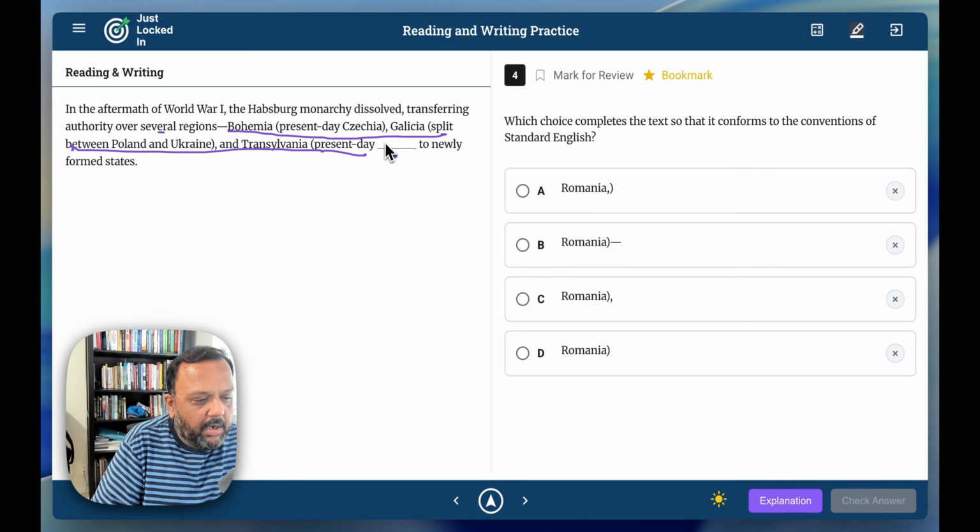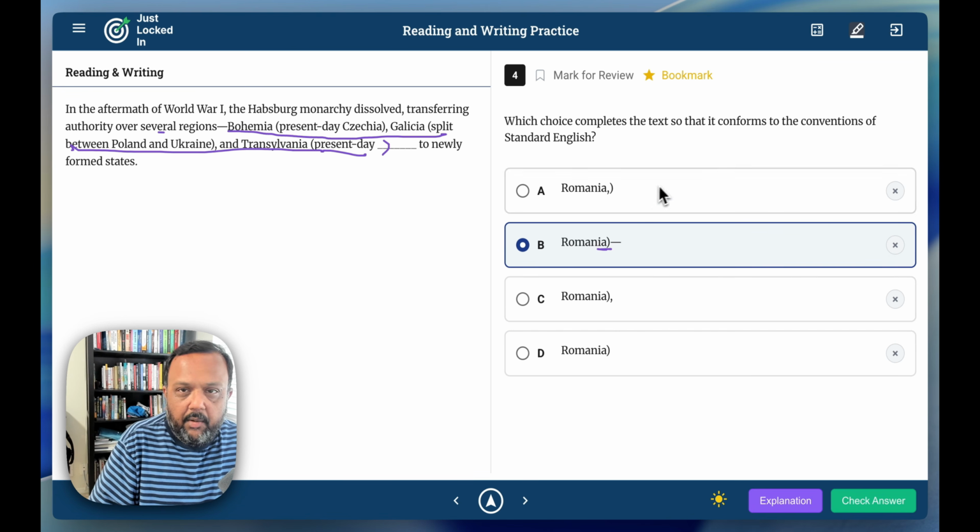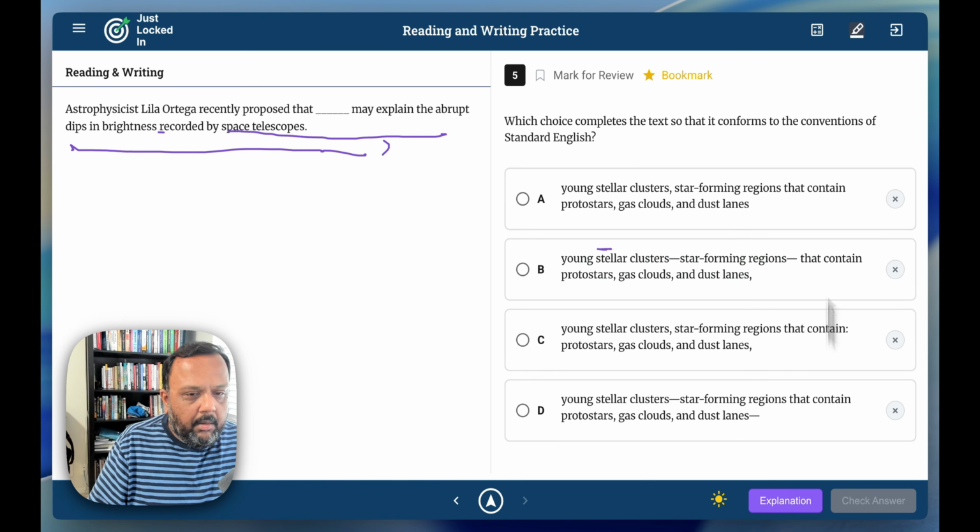And this present-day Romania also needs to be closed with the dash because this is all supplementary or parenthetical information within this phrase, right? Therefore we need to close this, so this one closes it and then follows it up with a dash to close the dash over here, right? So therefore B is the right answer. Okay, and none of these are right. I mean, it's quite obvious. I don't have to tell you why the rest is not the right answer. Okay, all right.